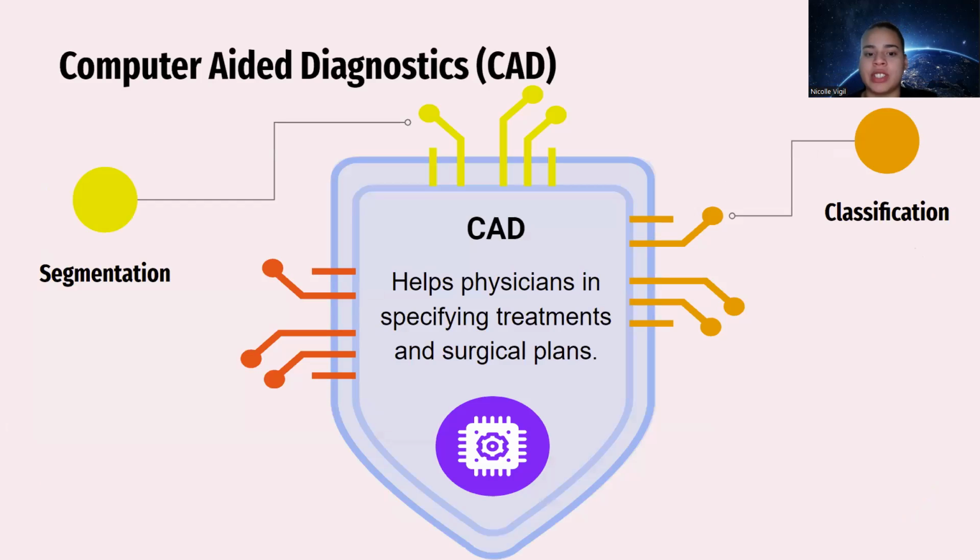Computer-aided diagnosis helps physicians specify treatments and surgical plans. However, it's very hard to design a CAD system for ultrasound images because of the low quality of the ultrasound, and also the tumors can vary in size and shape, and have irregular, ambiguous boundaries. However, computer-aided diagnosis has improved over the years with machine learning and deep neural networks, which have boosted its capabilities. However, it is still open for improvement.